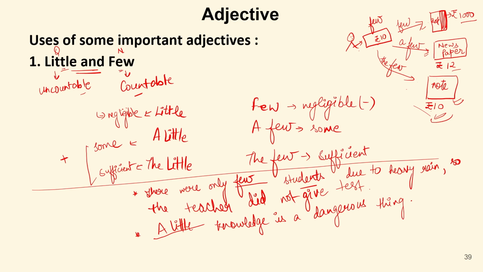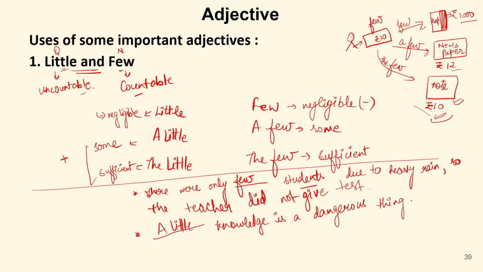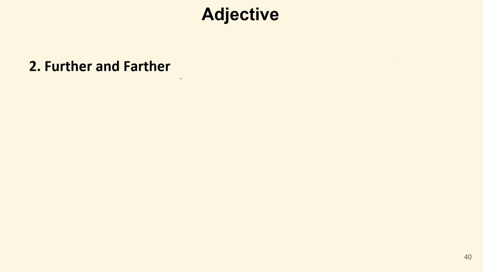So now let's move to other types of adjectives, that is further and farther. Now here we'll use further and farther. So further is used to state something additional, and farther is used to show the distance.